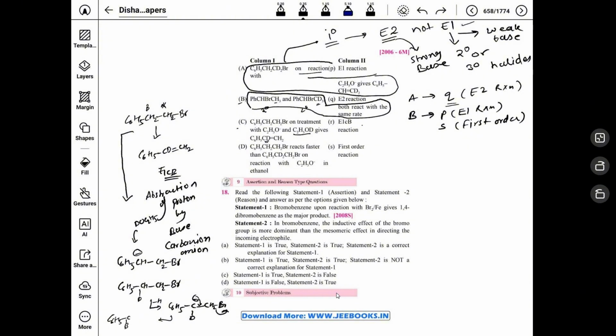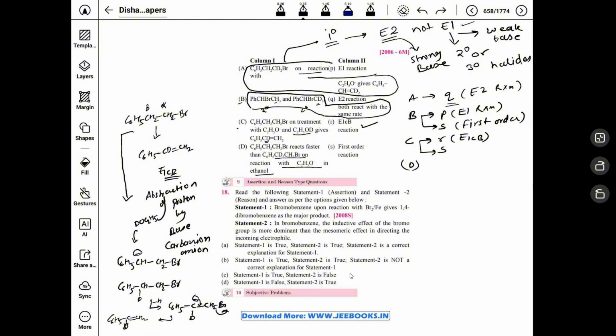So hence this reaction is following the E1CB reaction, and this is also a first order reaction. So C is also matching to R, E1CB and S, first order. So it is also matching to 2. Now let's look at the D. This species reacts faster than this one on reaction with ethoxide in ethanol.